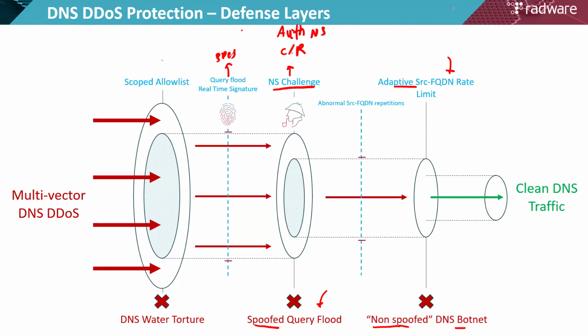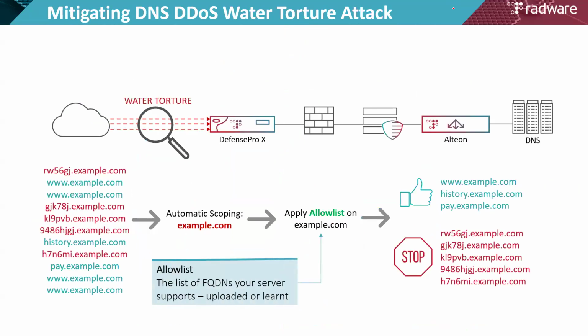Either one of the functions will help you out eventually. So these are the defense layers when it comes to DNS protection. This is how we mitigate DNS water torture kinds of attacks.